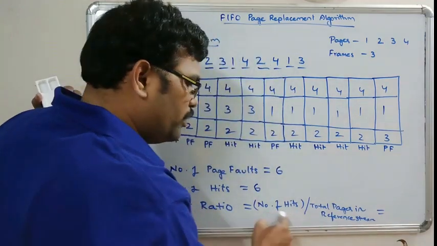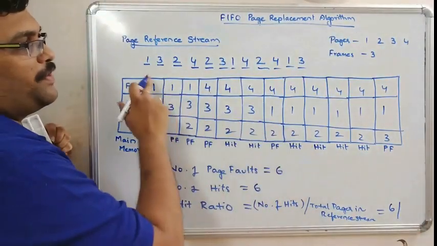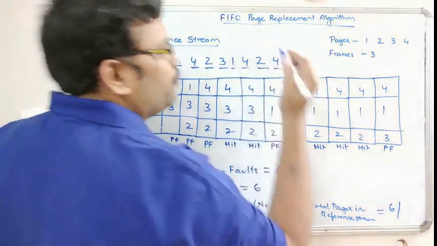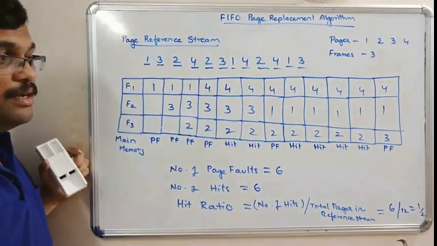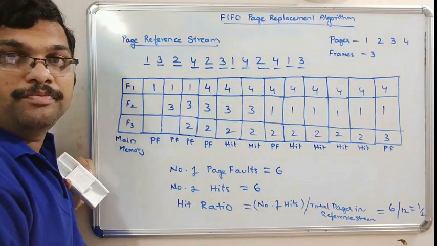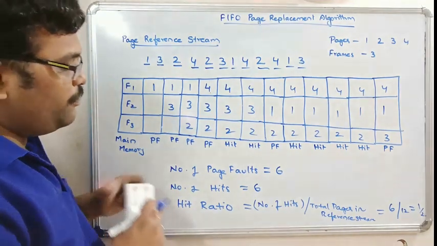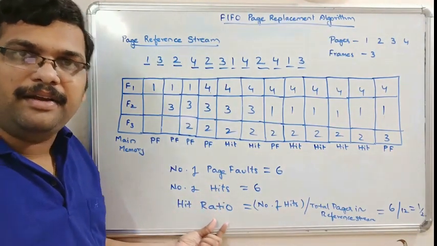So that is equal to the number of hits, 6, divided by the reference strings, 1, 2, 3, 4, 5, 6, 7, 8, 9, 10, 11 and 12. So 6 by 12, that is 1 by 2. The hit ratio is 1 by 2. Right? Hope you understood this one. So we have to find the number of page faults, number of hits and the hit ratios.